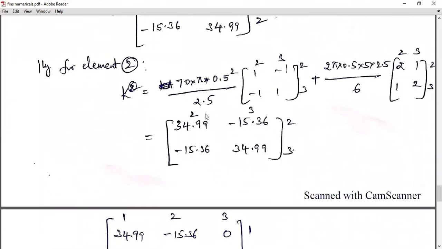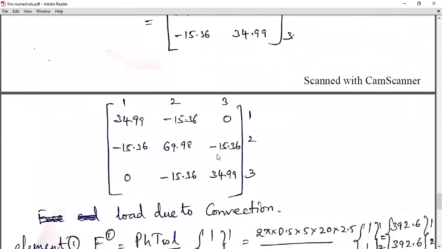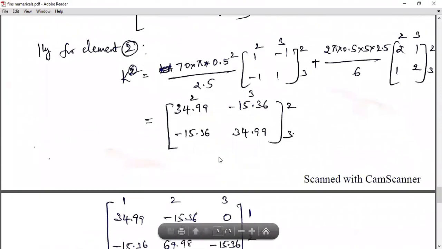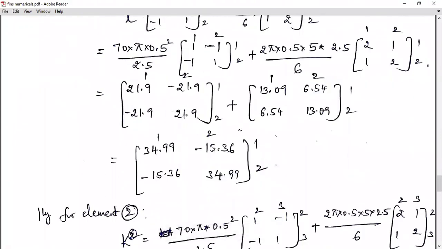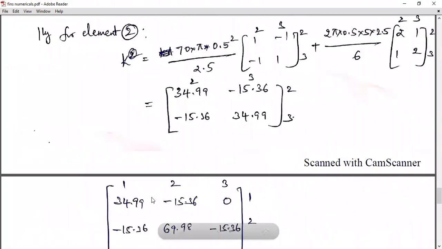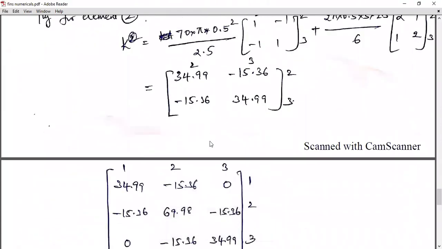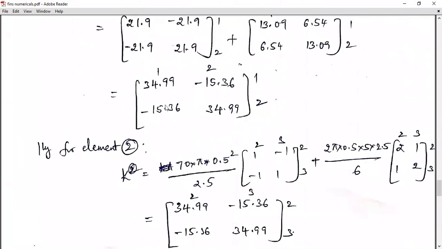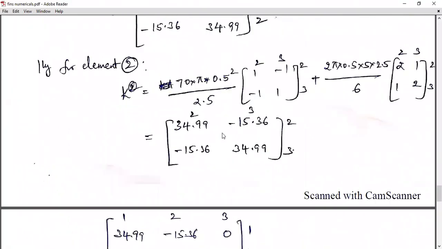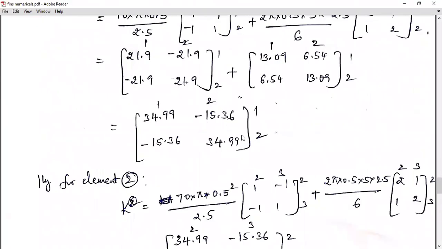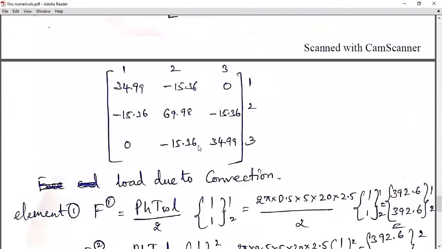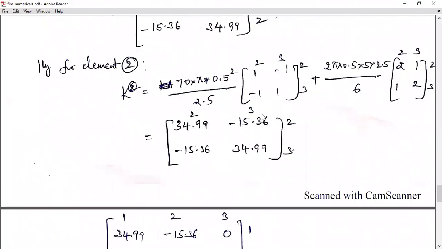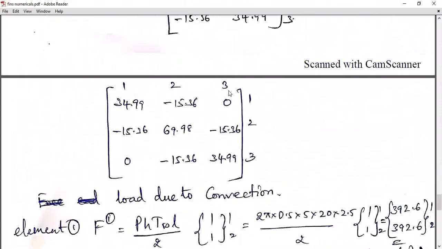Similarly for element 2, you get this resultant matrix K2. Now after that you write the global matrix K global, including both the conduction and convection. 1 on 1, 34.9, 2 on 1, minus 15.36, 3 on 1, no term, 0. Again, 1 of 2, you can write minus 50.36. 2 of 2, this is for your reference. I am once again explaining 2 of 2, 34.99. Cross check the values, try to verify the results. 3 of 2, it will be minus 15.36. Similarly, it is a symmetric matrix. You can complete other values also.